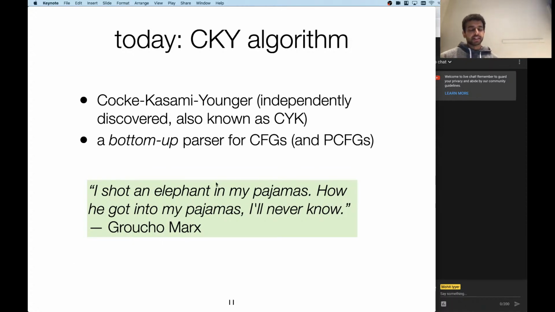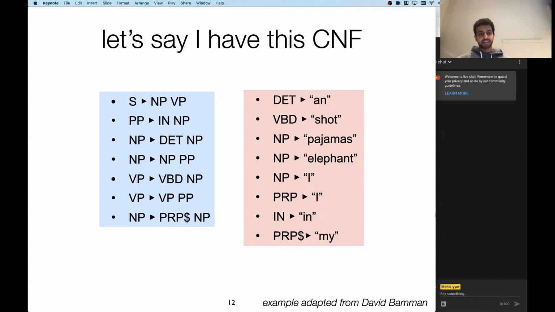So here's another example of the ambiguity. I shot an elephant in my pajamas. How he got into my pajamas, I'll never know. So there are two different valid parses of this sentence, and this one is choosing probably the less probable parse, the one that any human would not choose, at least.